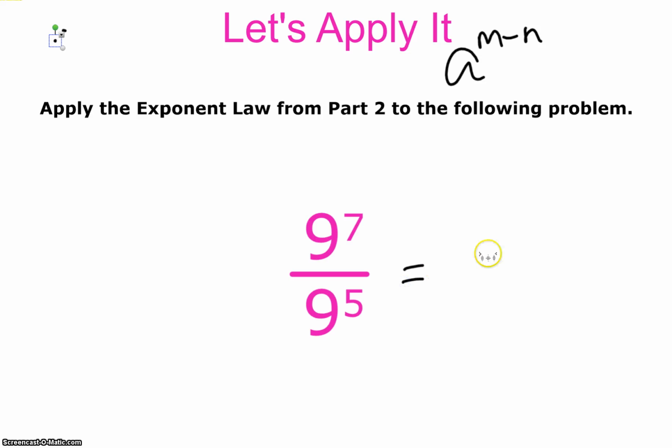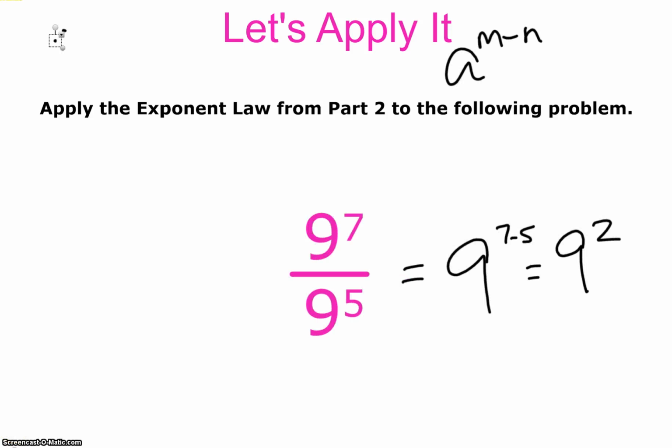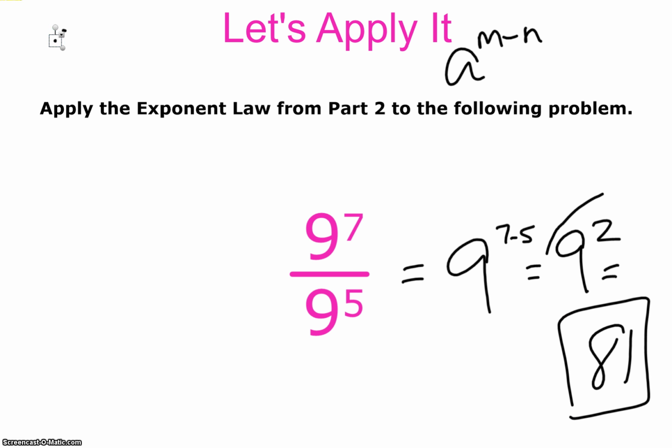So our answer would be 9 is your base. 7 minus 5 is 9 to the 2nd power. Next example. Apply the exponent. Hold on just a second. I think I messed up on number 9. Okay, I didn't mess up on this example. We need to go ahead and simplify that. 9 squared equals 81. Now we can go to the next example.